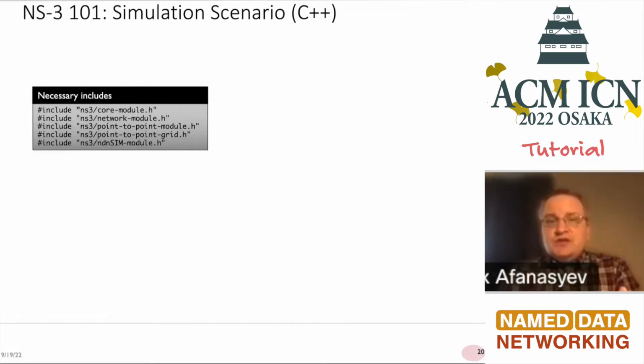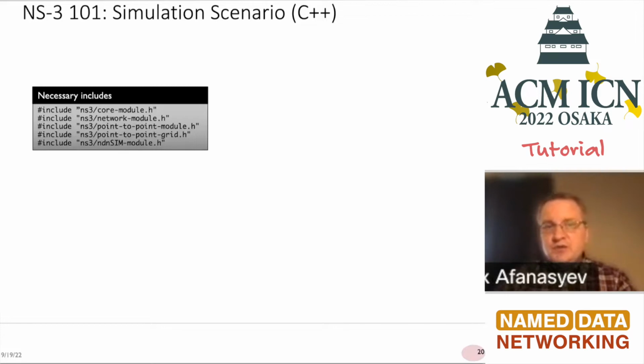In order to start dealing with the simulation scenario, you just need to create a file, like scenario 1, for example. In that scenario 1, the first step is to include all the things you will need in order to write that C++ application, because it's nothing more than just a C++ application. In this specific case, I want to use the core module, which includes the simulator class and some other things.